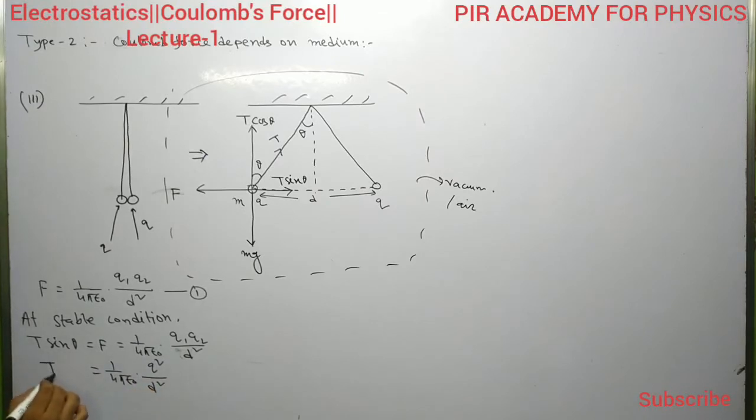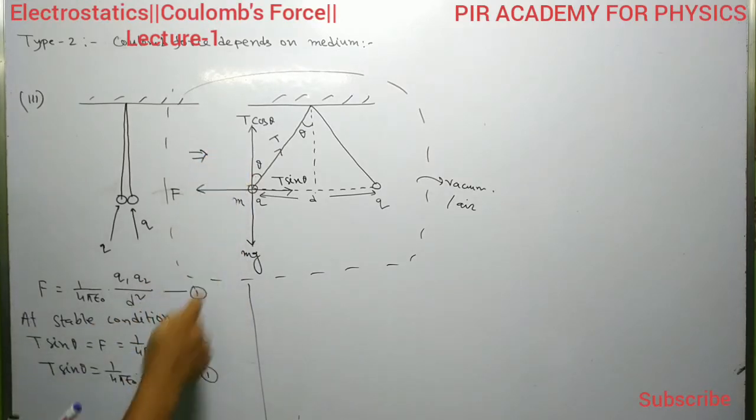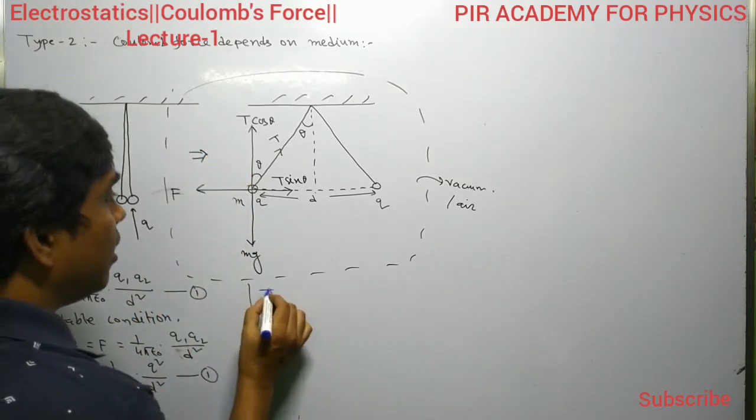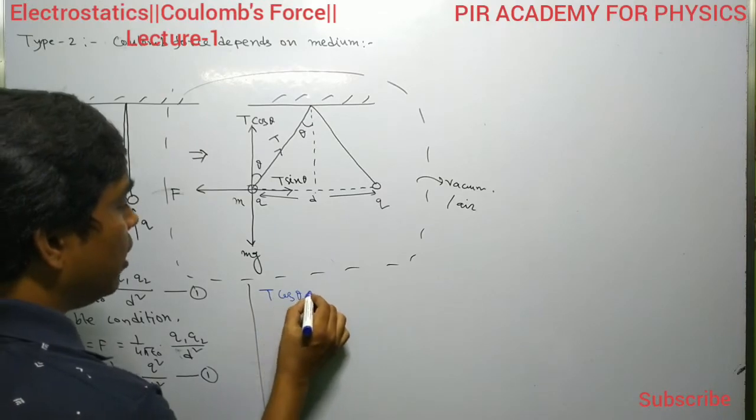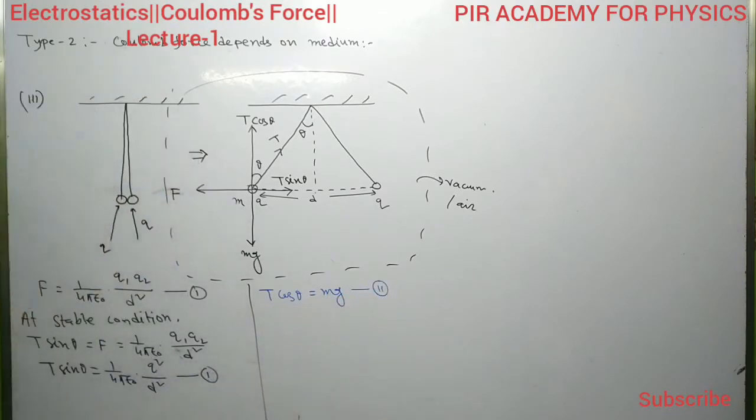This is equation number 1. Now this force must be equal, so T cos theta equals mg. This is number 2.